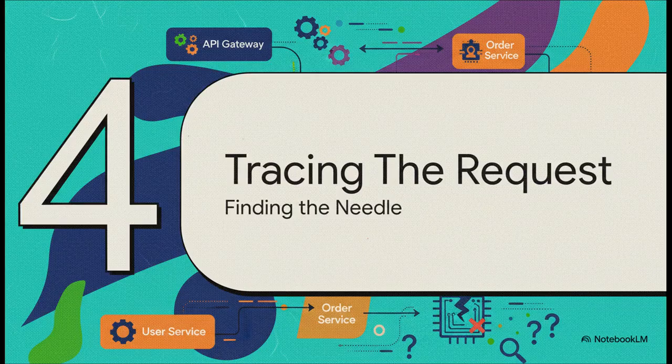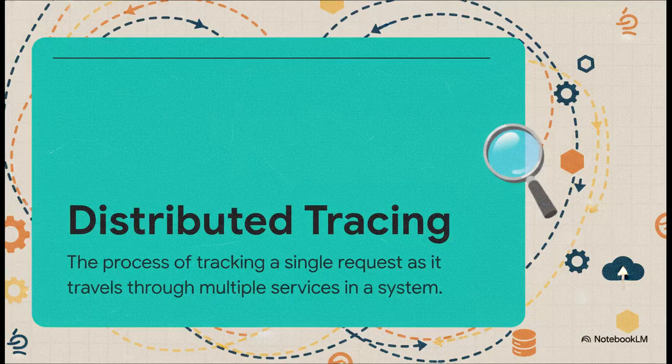All right, we've arrived at our final challenge. A user reports an error. The initial request hit your API gateway, then went to the user service, then the order service, which then called the inventory service. And somewhere in that chain, the request failed. How do you find out where and why? This is the classic distributed debugging problem. The solution is distributed tracing.